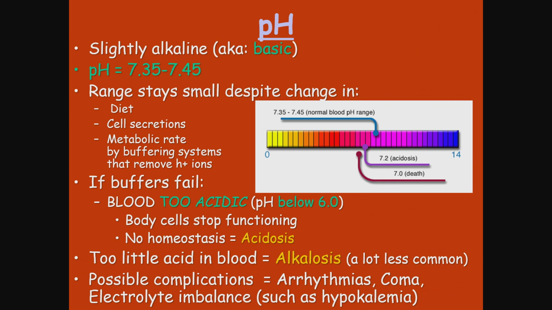Possible complications from a change in your pH would be an arrhythmia, meaning your heart rate isn't rhythmic. You could go into a coma, your electrolytes become imbalanced. It's called hypokalemia. So it's very serious if your pH doesn't stay in that range.